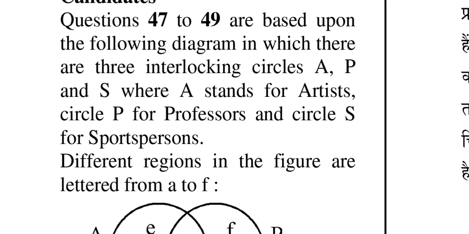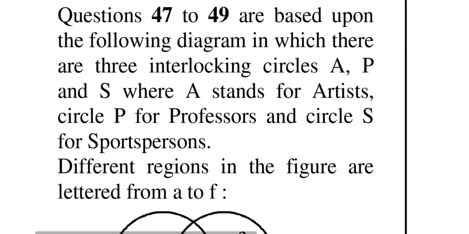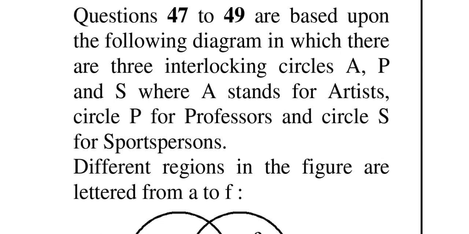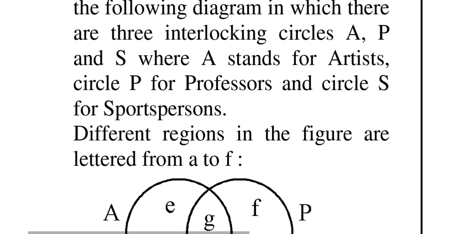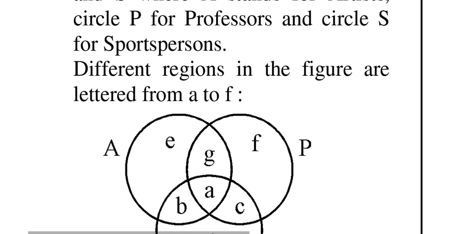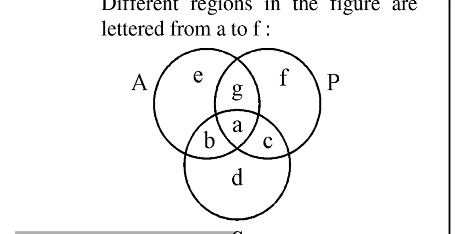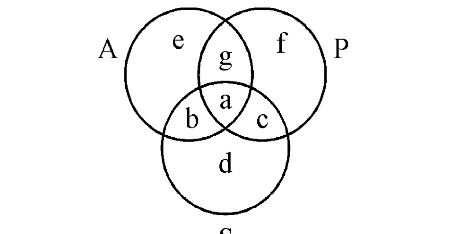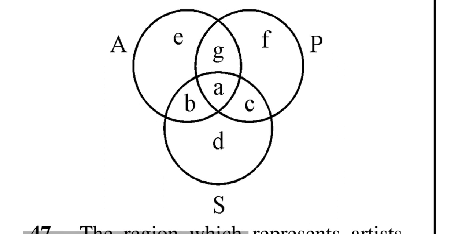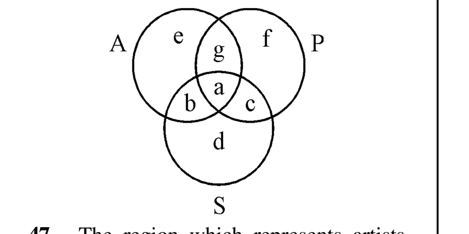Questions 47 to 49 are based upon the following diagram in which there are three interlocking circles, A, P, and S, where A stands for artists, circle P for professors, and circle S for sport persons. Different regions in the figure are lettered from A to F. So this is the diagram. Three circles are given. You just take a look.